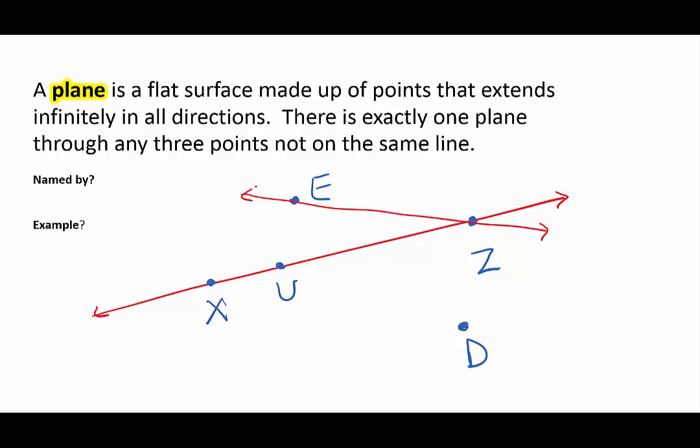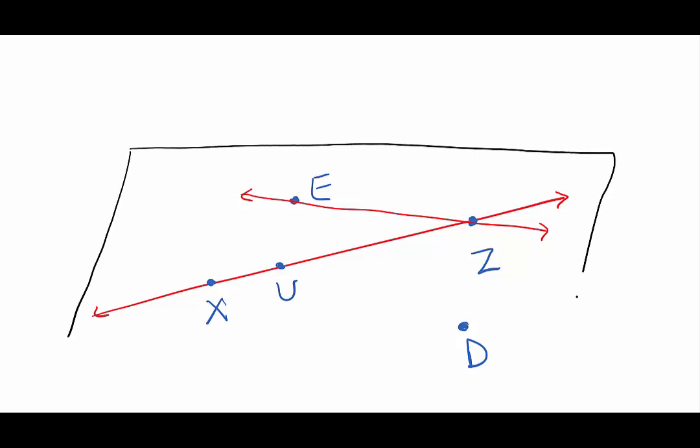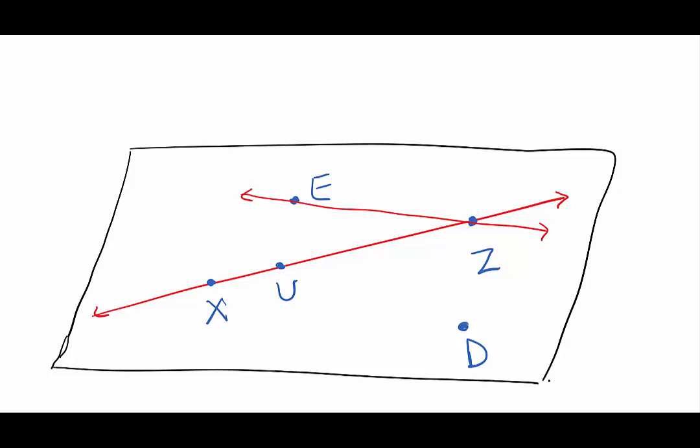There is exactly one plane through any 3 points not on the same line. So I can say that X, U, D all live on the same plane. So how do we name a plane? Normally in a textbook you'll see a plane enclosed in a 4-sided figure that kind of looks like a tilted piece of paper. Okay, so let's talk about naming this guy.